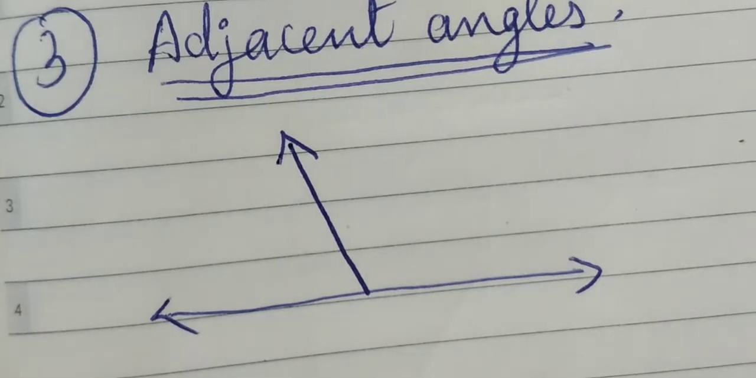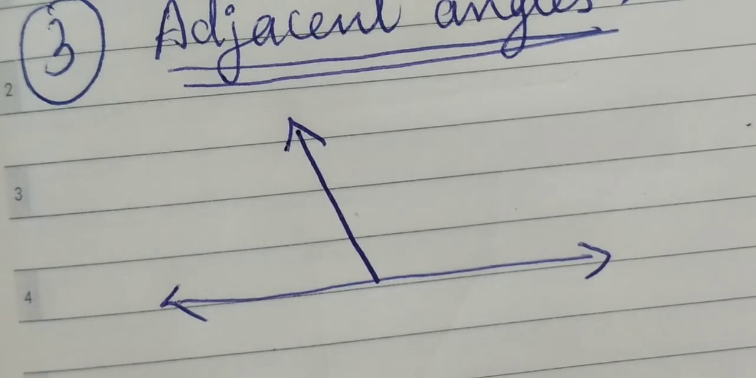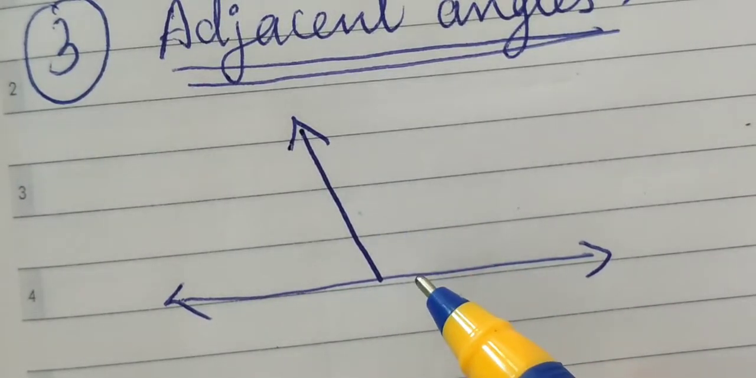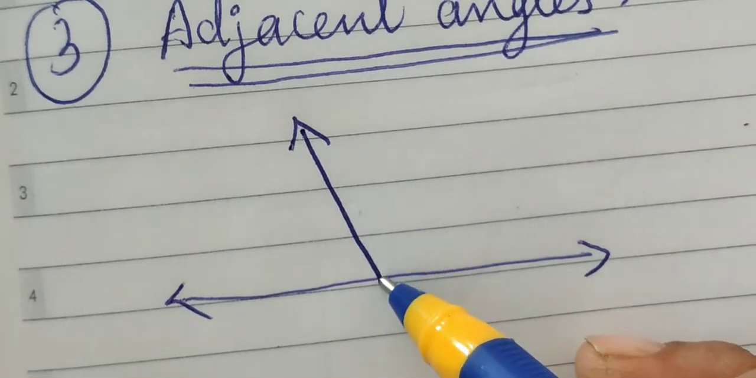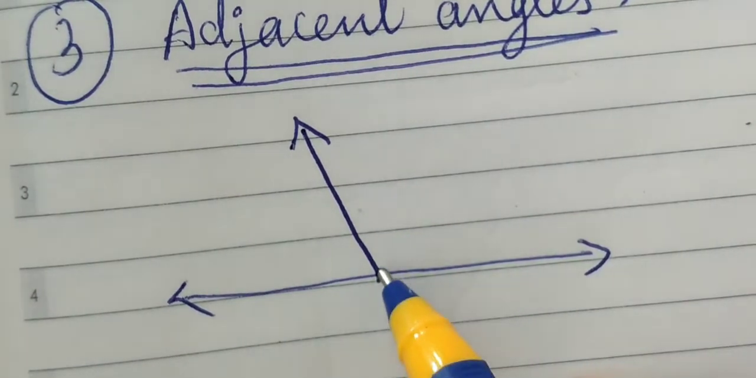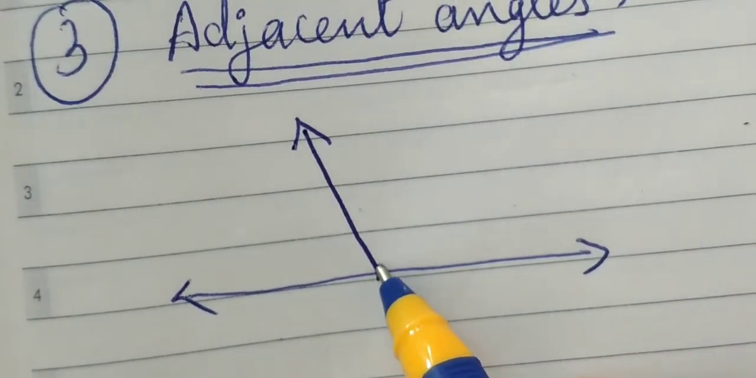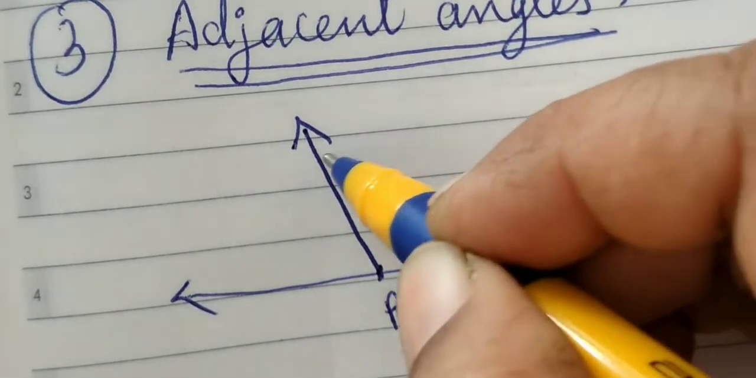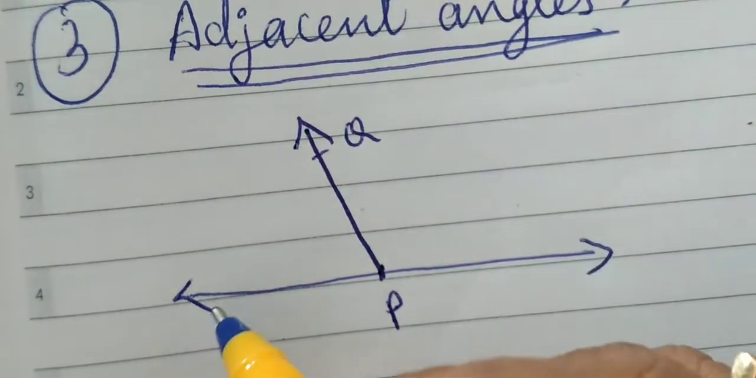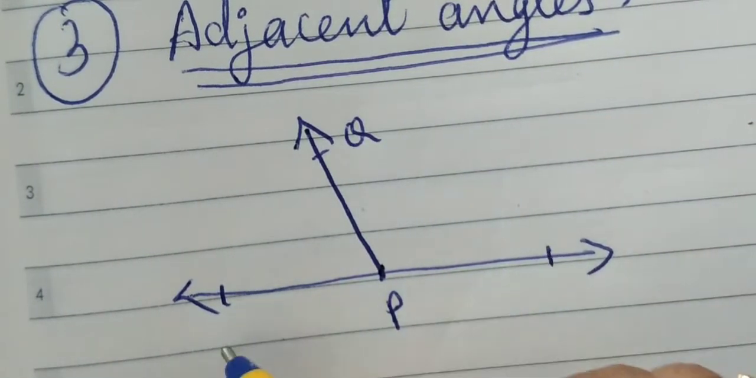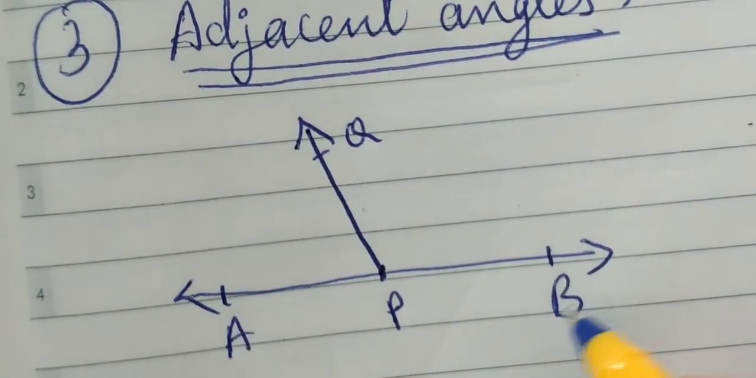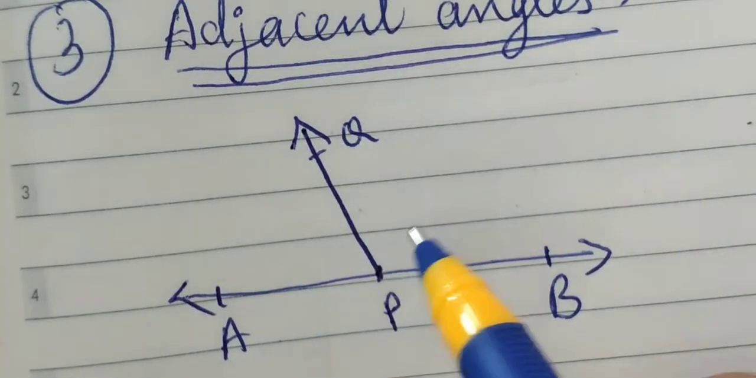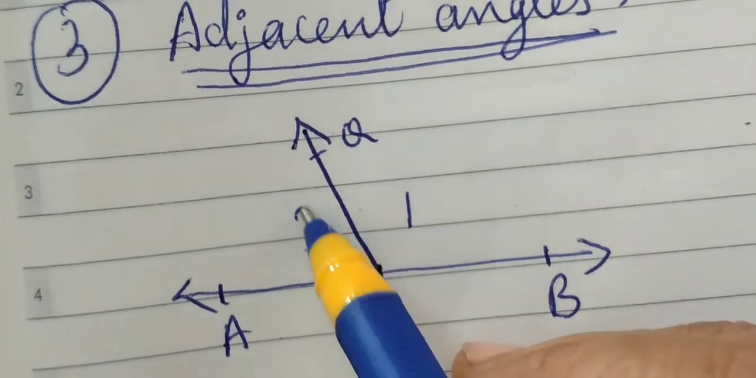Now what is the common arm, what is the non-common arm? You can see from the figure a common vertex. Here you can see this point, the intersecting point, and a common arm is this PQ. If I name it, then you can understand in a better way. Now PQ is the common arm between these two angles.